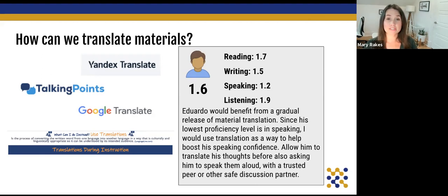I've linked a few different translation tools that you can use. Yandex, Talking Points is a parent communication app that's available in lots of different languages. Google Translate is one that we're all familiar with probably. And then I also linked a really cool resource about using translations during instruction. So be sure to click on that when you go to the document.